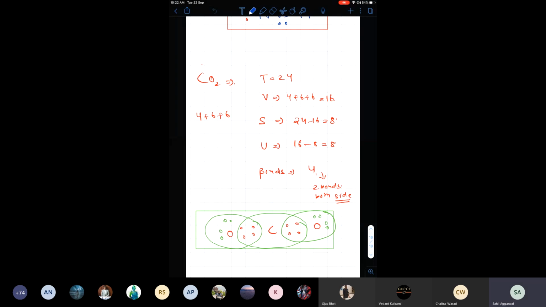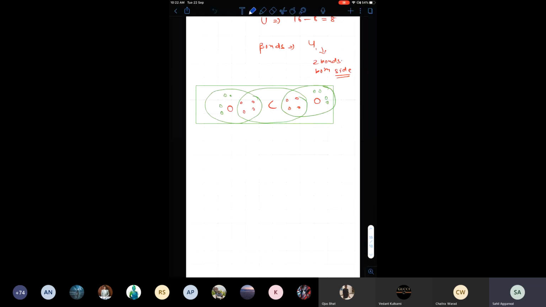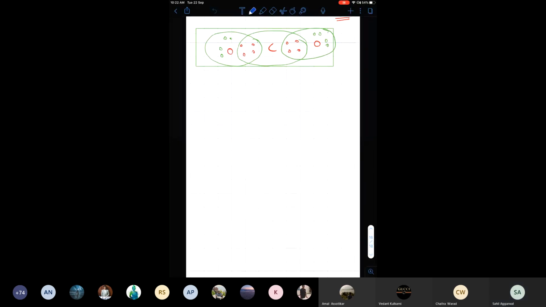Any doubt in CO2 Lewis dot structure? No, sir. Let's try one more: N2O. What will be T?